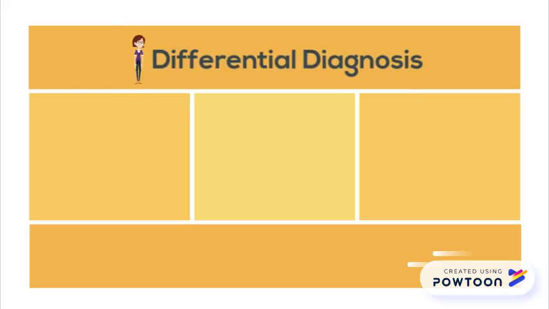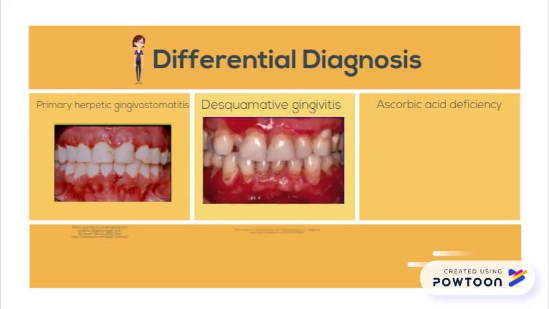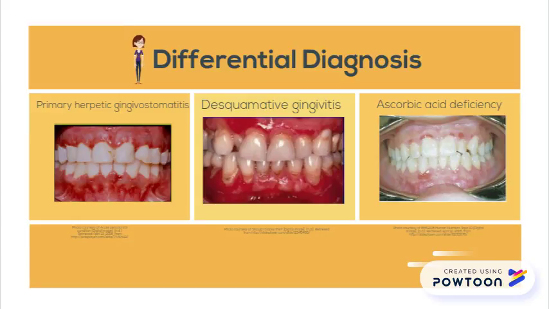There are a few differential diagnoses of NUG. First, primary herpetic gingivostomatitis. Second, desquamative gingivitis. Third, ascorbic acid deficiency, which is also known as vitamin C deficiency.